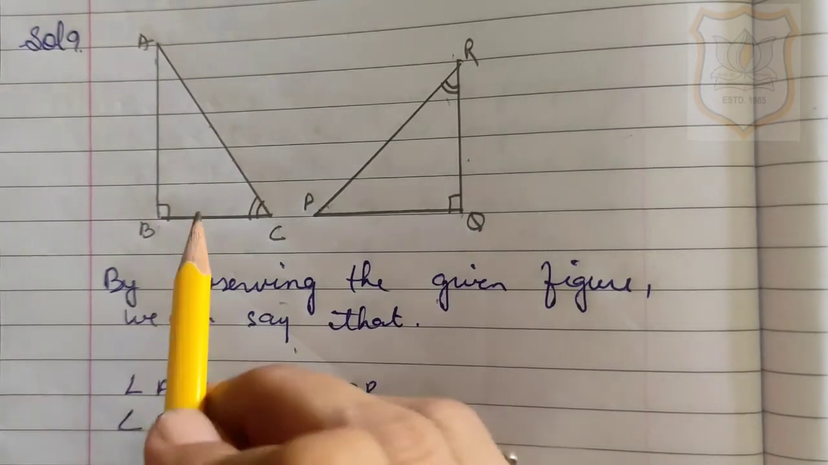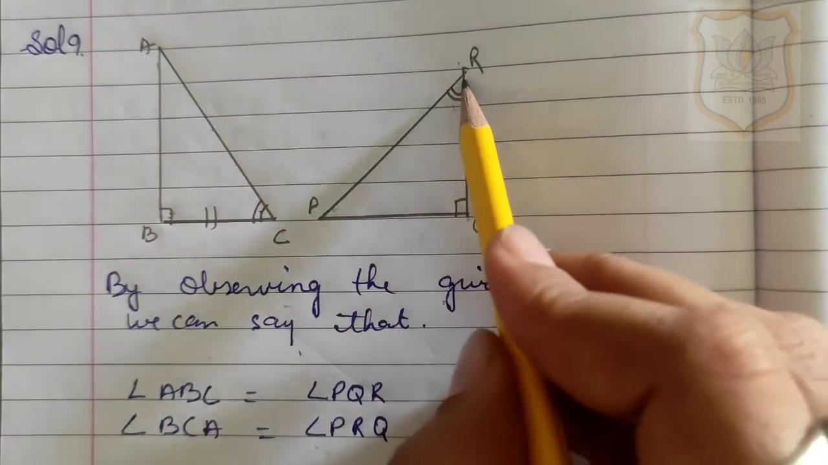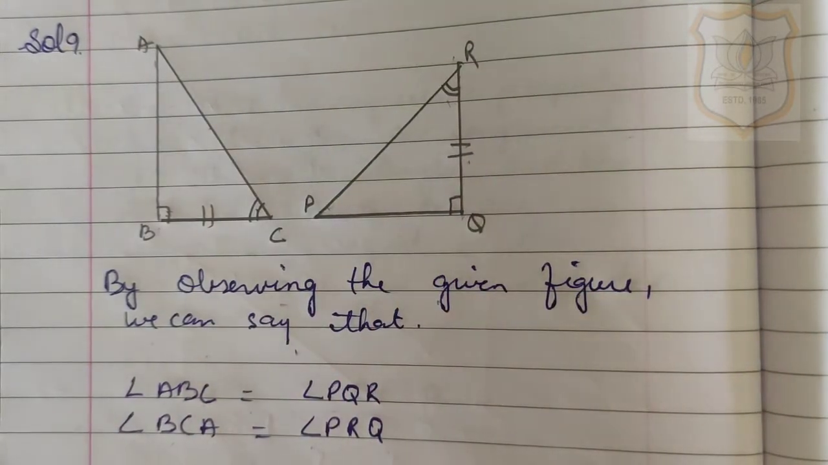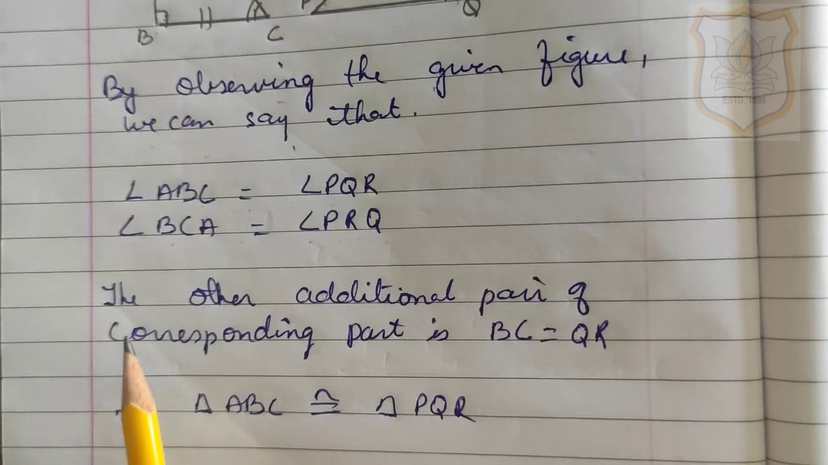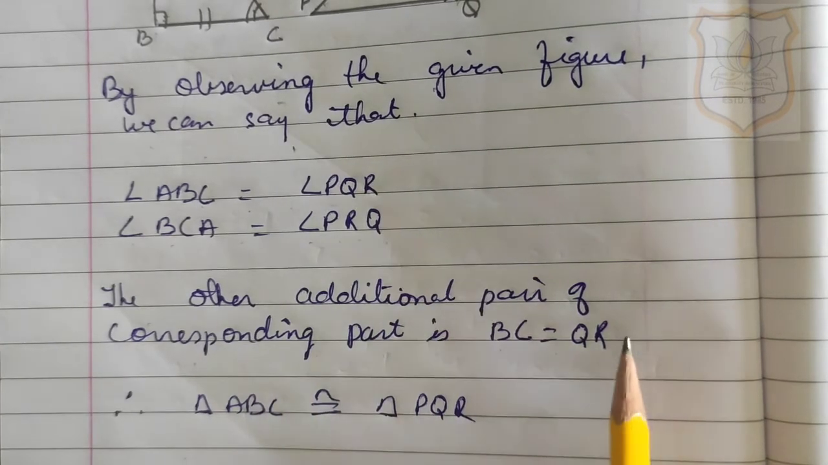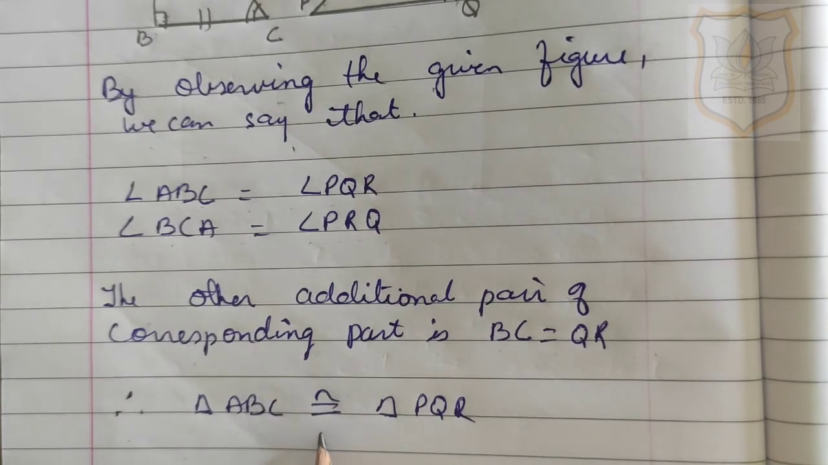The additional pair will be the included side of these two angles. Here also the included side of these two angles will be equal. So students, the other additional pair of corresponding parts is BC equals QR, that is the included side of the angles which are equal. Therefore triangle ABC is congruent to triangle PQR.